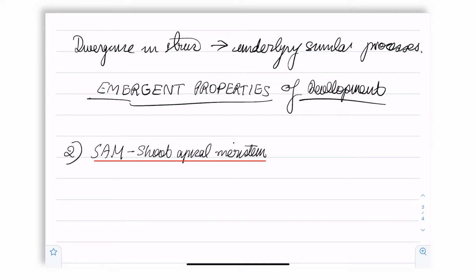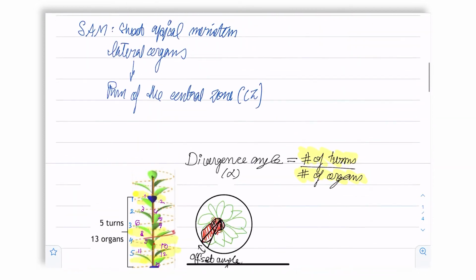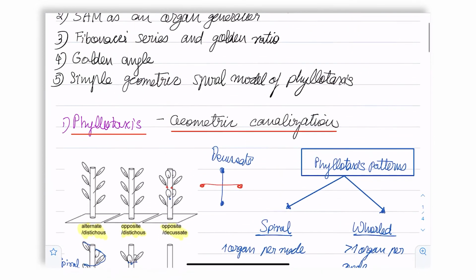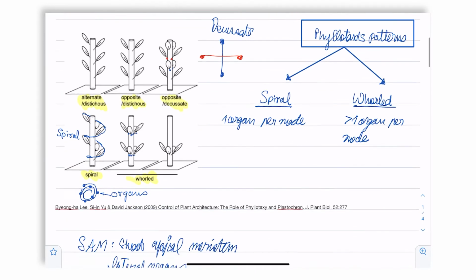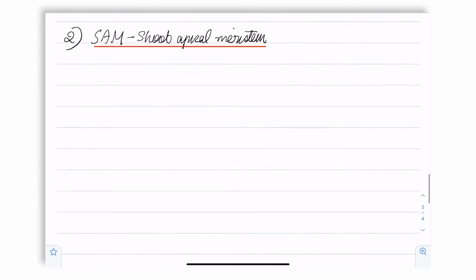We have so far spoken about the general concept of phyllotaxis and geometric canalization, meaning the conserved pattern seen. Now, we will talk briefly about a region in the growing plant called the shoot apical meristem.